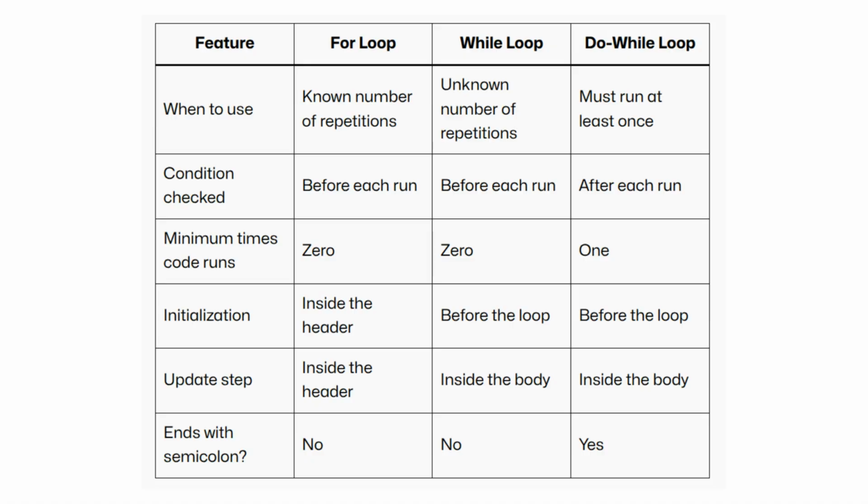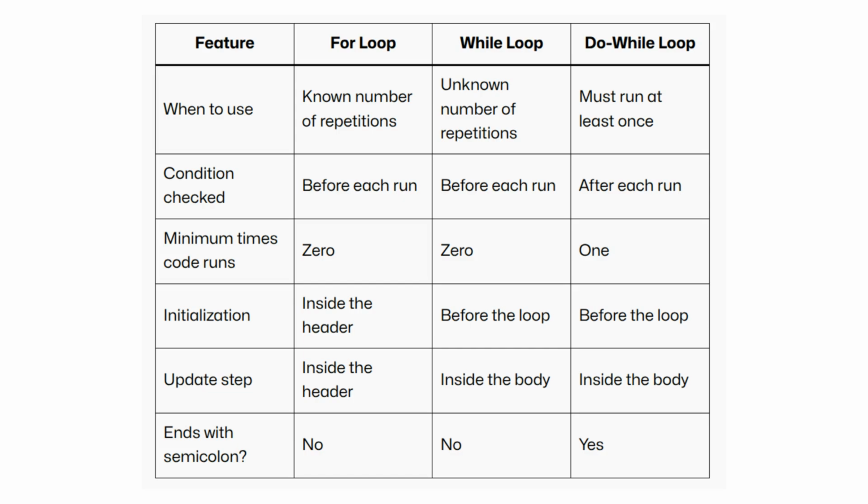The first row is when to use. This tells you which loop is best in which situation. The for loop is used when you already know how many times you want to repeat something. For example, printing numbers from 1 to 10. The while loop is used when you don't know the exact number of repetitions. It keeps running as long as a condition is true. And the do while loop is used when your code must run at least one time, no matter what, like showing a menu to the user before checking anything.